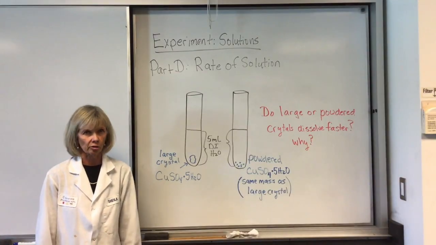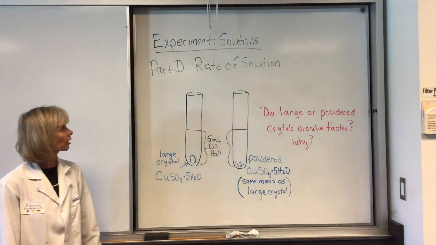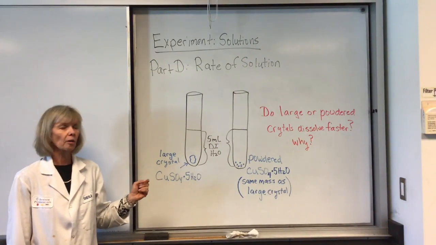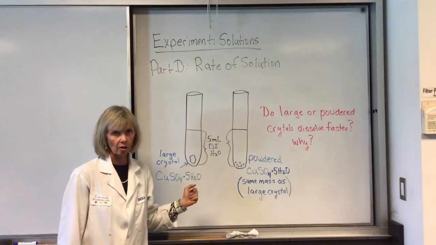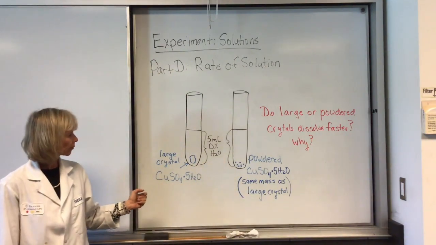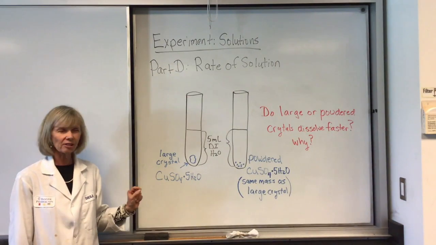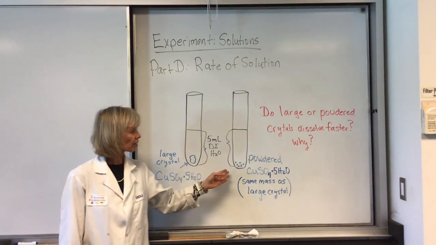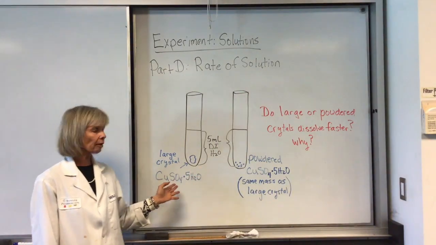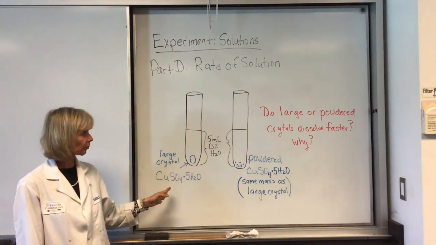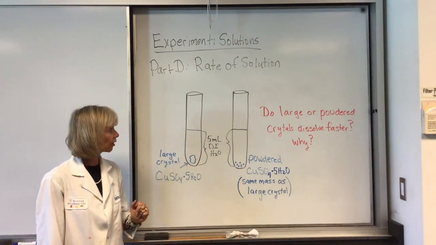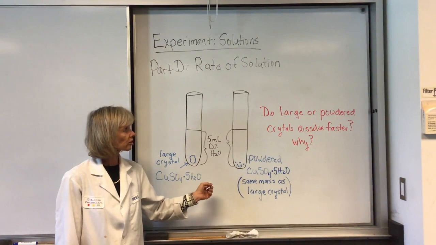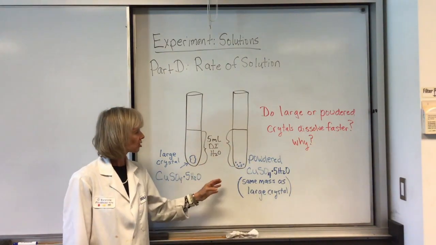In part D of our solution experiment, you will be comparing the rate of dissolving a large crystal of copper sulfate pentahydrate in water compared to the same mass of powdered copper sulfate pentahydrate in water. So you'll weigh out a mass about the size of a little green pea, and then you'll record that mass. Then you're going to take the powdered copper sulfate and weigh out the same exact mass as your pea-sized crystal. And then you'll dissolve them both in 5 mL of water and compare which one dissolves faster, the large crystal or the powdered crystals.